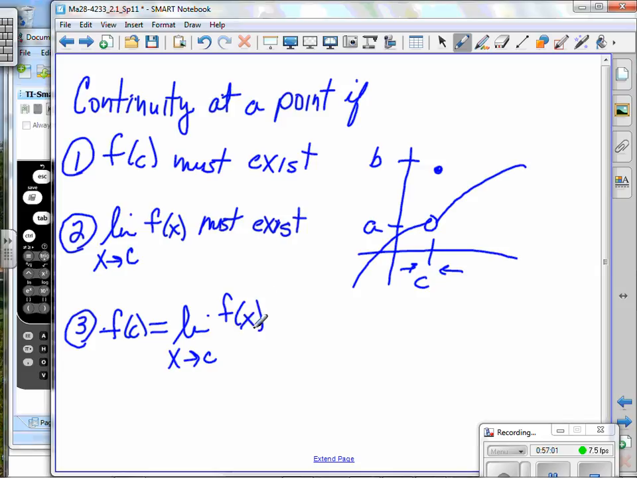And that's what fails on my example here. The limit is down here, but the actual value of the function is up here. So it's not continuous. Therefore, get another point. There we go. Therefore, f of x is not continuous at c.